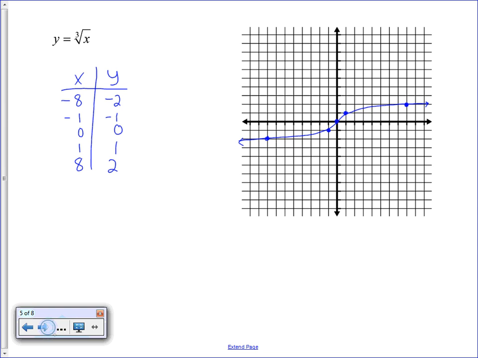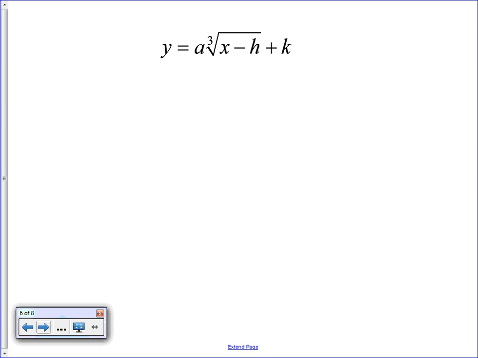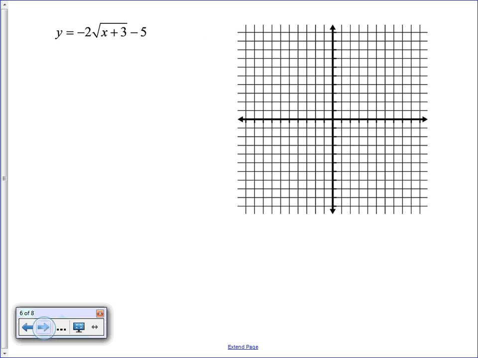For multiplication, adding, and subtracting, it's going to be the same idea as with a square root function. The number in front is going to create a stretch or a compression. A number being added or subtracted inside creates a horizontal translation. A number being added or subtracted out at the end creates a vertical translation. So let's see one. We're meant for that to be a cube root. So let's practice doing this as a cube root.